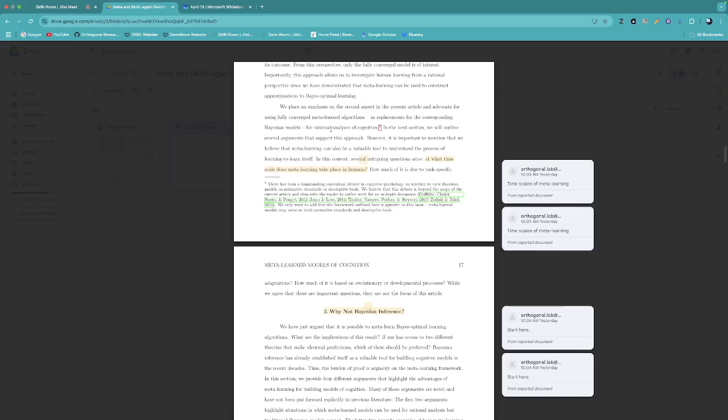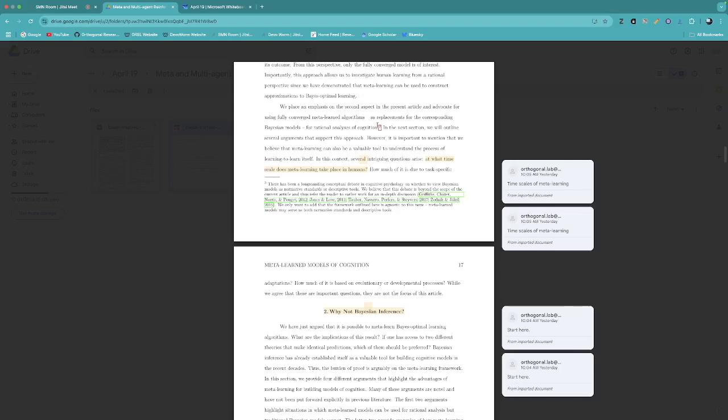So they have this paragraph here. So they say, we place an emphasis on the second aspect in the present article and advocate for using fully converged meta-learning algorithms as replacements for the corresponding Bayesian models for rational analysis of cognition. So they're actually not using like a Bayesian model per se. They're using an analog of the Bayesian model. And they're building an algorithm that's based on the Bayesian model. And then they're going to have those models, let them run to convergence and then make statements about cognition and about intelligence and all that. Okay, so that's where the rest of the paper goes.